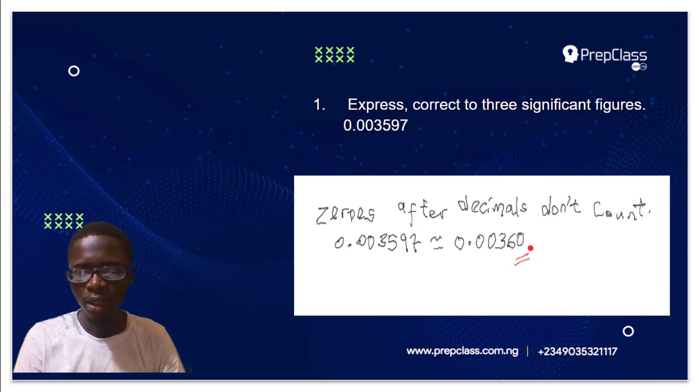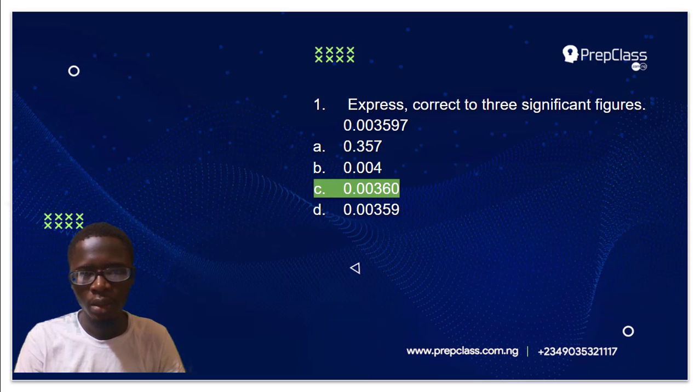So that is why if you count it now, you discover that this is the first, second, and third. And yes, of course, 0 is significant after a non-zero digit, but not before. It is very important you put that into consideration. So our answer to this question is 0.00360. This is supported by option C.